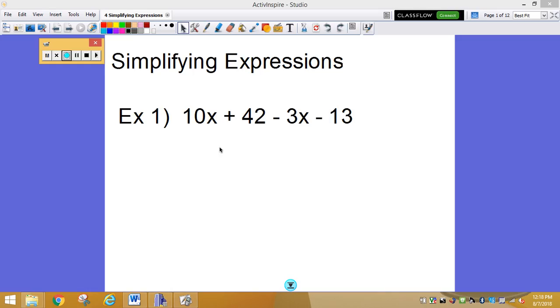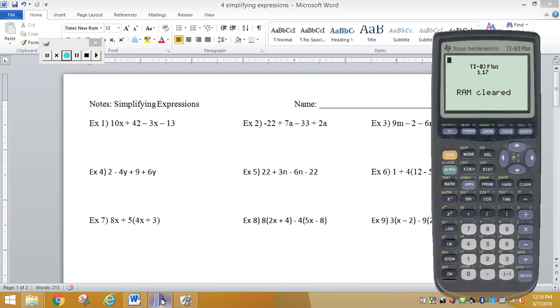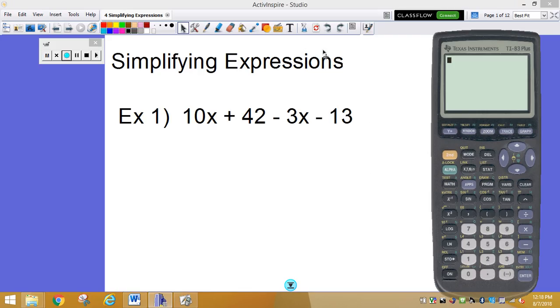So this lesson is on simplifying expressions. Before we start, you need to make sure you either have a printed copy of the notes, they're right here. You need to make sure you have a graphing calculator and something to write with. Alright, so let's get started.